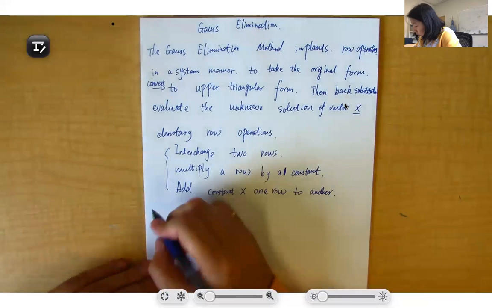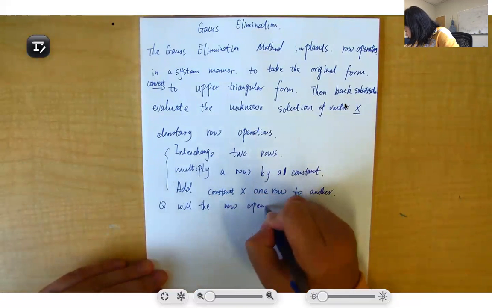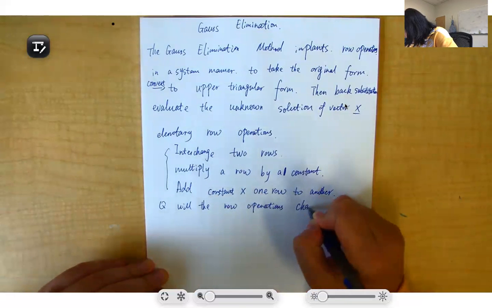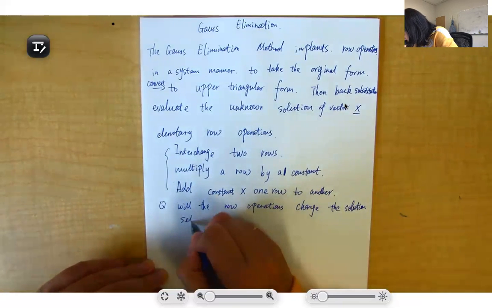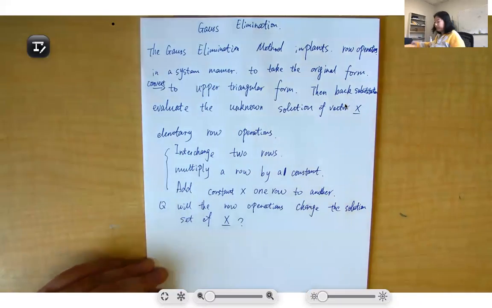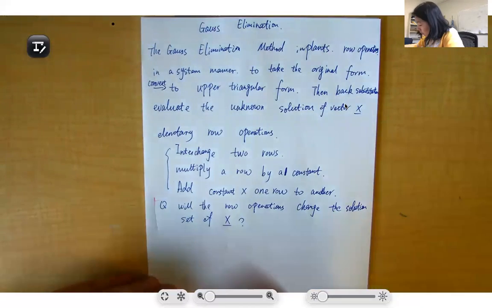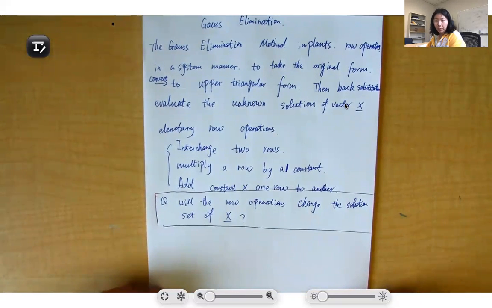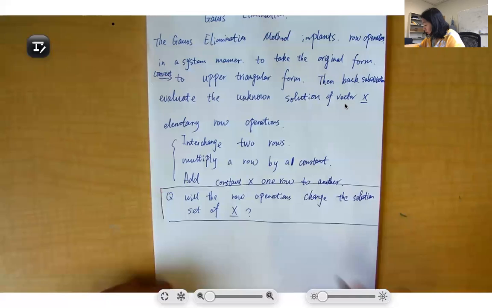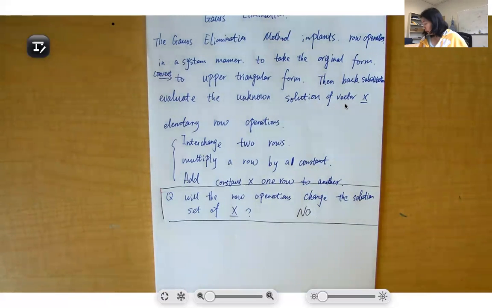Important question: will the row operations change the solution set of X? No, it won't change. If it changed, how could you solve for the vector X using these row operations? So it won't change.